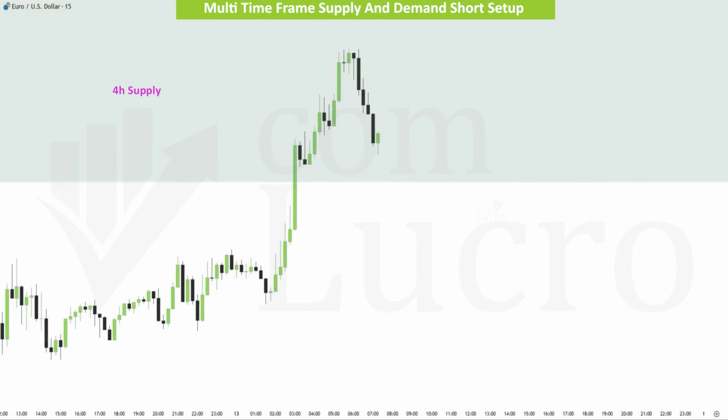On the 15-minute chart, we can see that after price tapped into the higher time frame supply, it reversed and formed a clear market structure shift. At the same time, a breaker block developed, marked by these 2 down-close candles. Pay attention to the sequence.